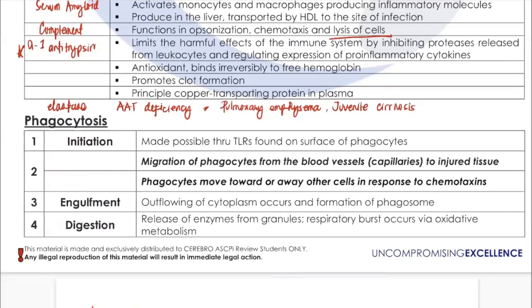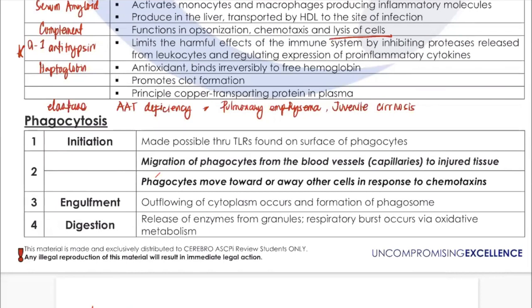Next, we have an antioxidant that binds irreversibly to free hemoglobin, that is haptoglobin. Okay? Yung point lang naman dito, sometimes there are infection that results to lysis of our red blood cells, di ba? And yung hemoglobin, that is toxic to our kidneys. And haptoglobin binding it is actually a mechanism of protecting our kidneys from the toxic effects of hemoglobin. Okay? Siyempre, part of it also is to conserve the iron that is present in hemoglobin.